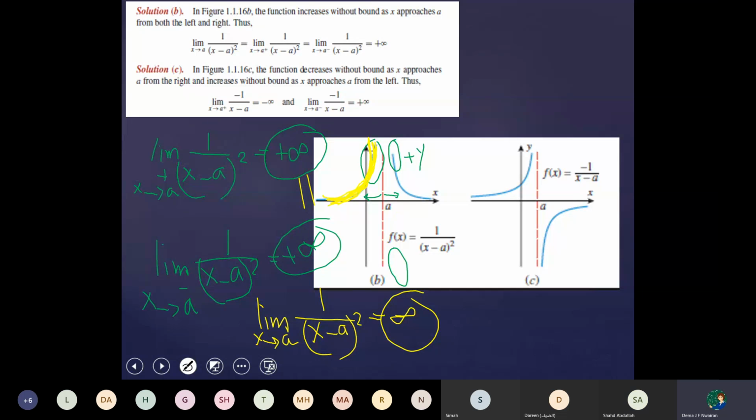Okay. Now let's do C. But before that, since from the right it is equal to positive infinity and from the left it is also equal to positive infinity, I can say that the limit of 1 over (x minus a) squared when x approaches a is positive infinity. Let's do C now.